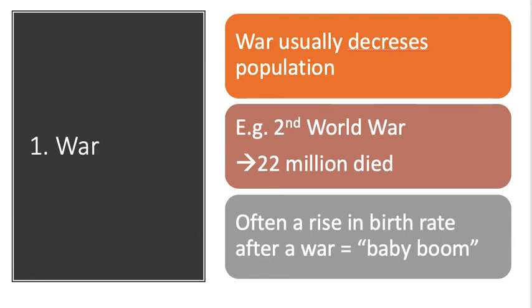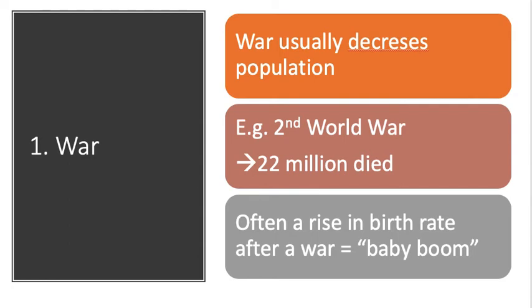So first of all, war. The effect that war has on population is fairly obvious. It decreases population. Sorry, slight typo on the slide there. It decreases population. For example, the Second World War, 22 million are estimated to have died. So that's a significant decrease in the world population.